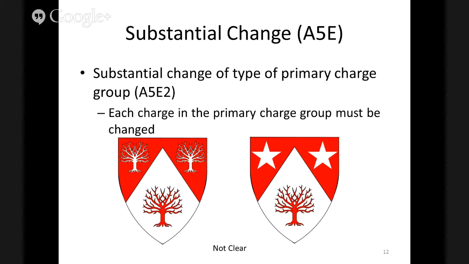Substantial change of type of the primary charge group. Every charge has to be changed, and it has to be a substantial change. So what's the primary charge group on the left?